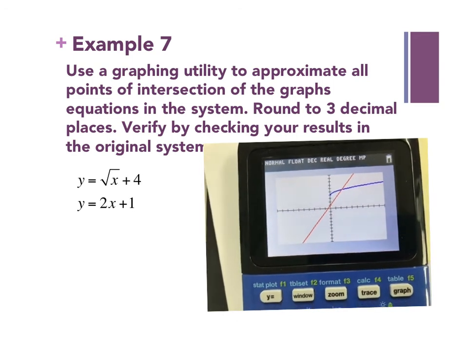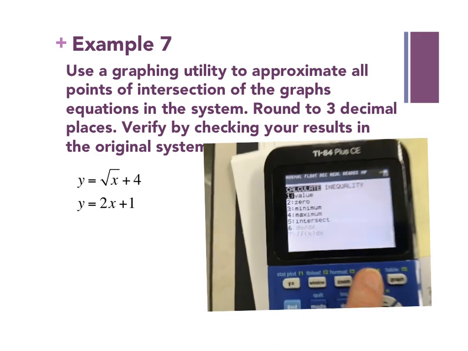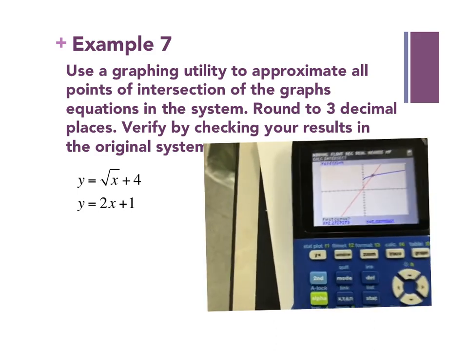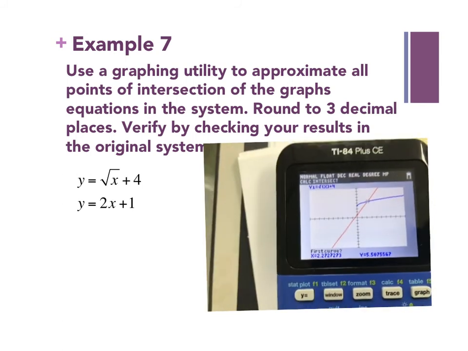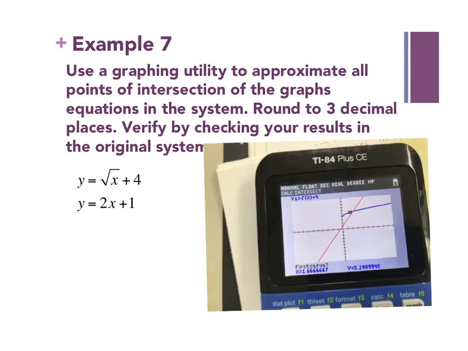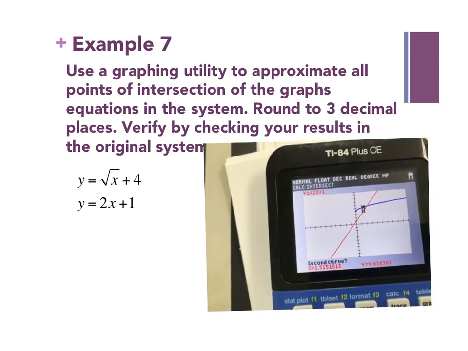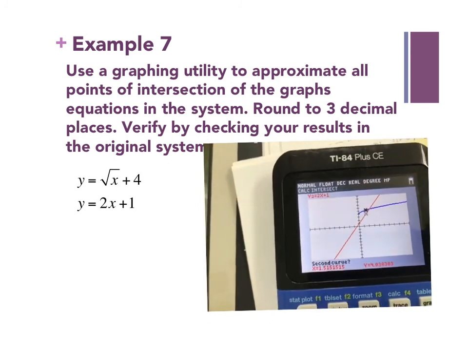You also have that calc above the trace. So if I hit second calc, number 5 in that list is intersect. So if I hit 5, now it's going to ask me questions. First curve, so is that tracer on my first curve? And the answer there is yes, right? It's somewhere on that first curve. So I hit enter. And then it's a second line. So this is my red line. Yes, that's the one I wanted to find.